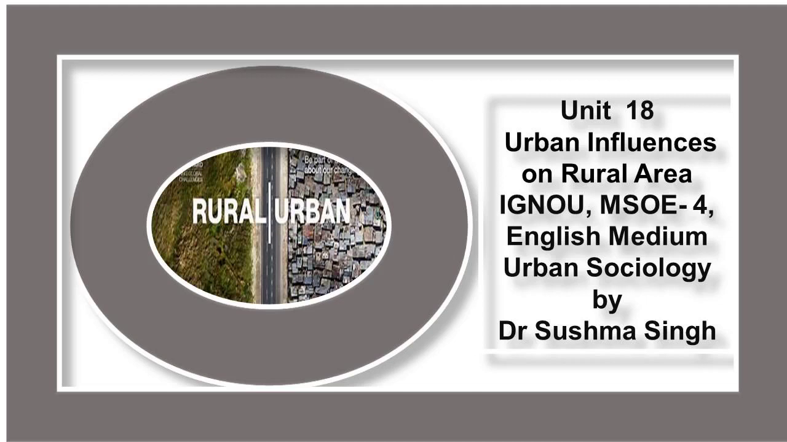Let us start discussion on Unit 18, Urban Influences on Rural Area. In common parlance, any big city or town, for that matter any metropolis, is believed to be a melting pot where people from several cultures come and converge to become one urban mass with distinct culture.